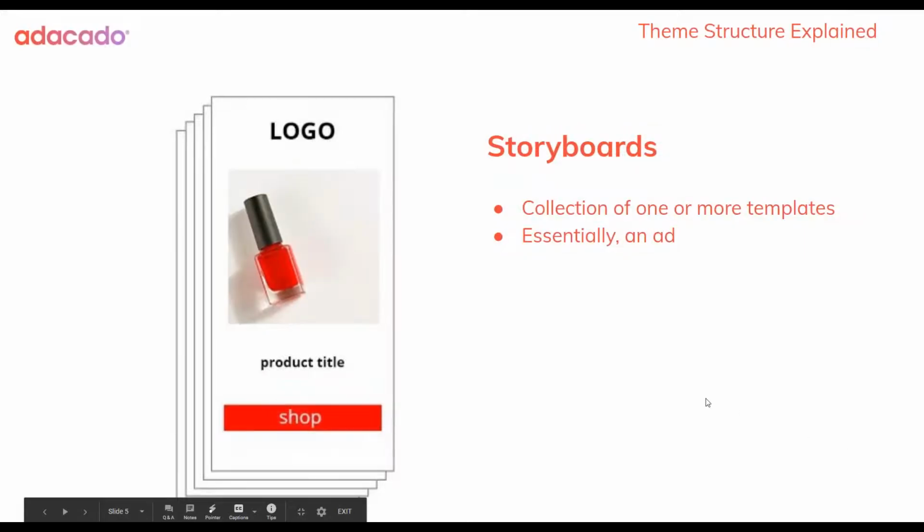Next is storyboards. So this one is probably the most confusing. So a storyboard is essentially your ad at the end of the day, and it is a collection of one or more templates. So you might just have one, and that would be what we would call a one-frame ad, but it might be a couple. You see this especially with product ads. And so each of the templates in a storyboard would have a different product in it.